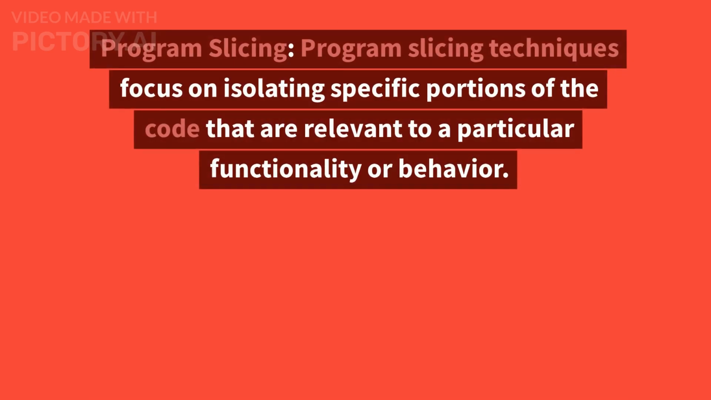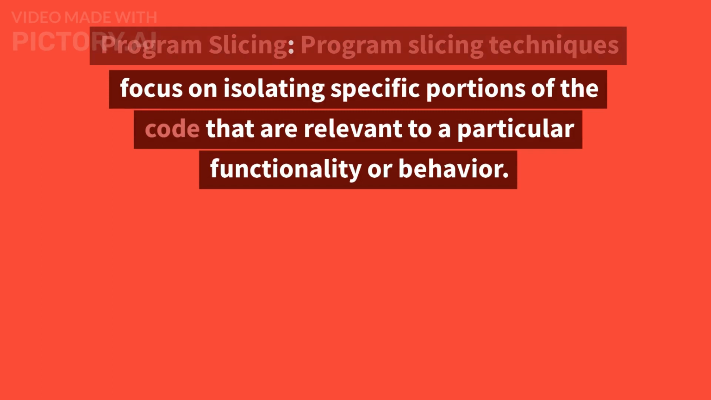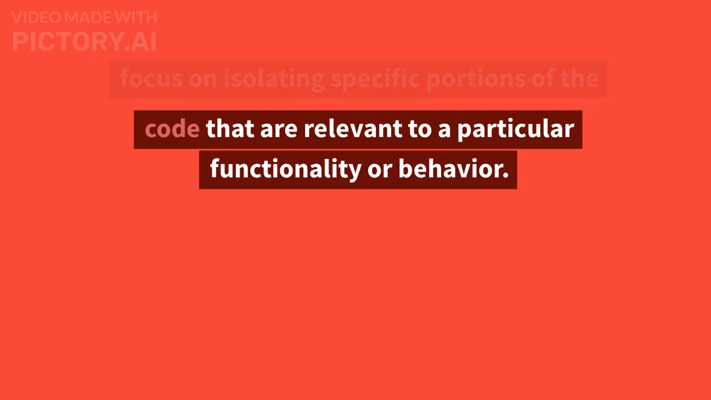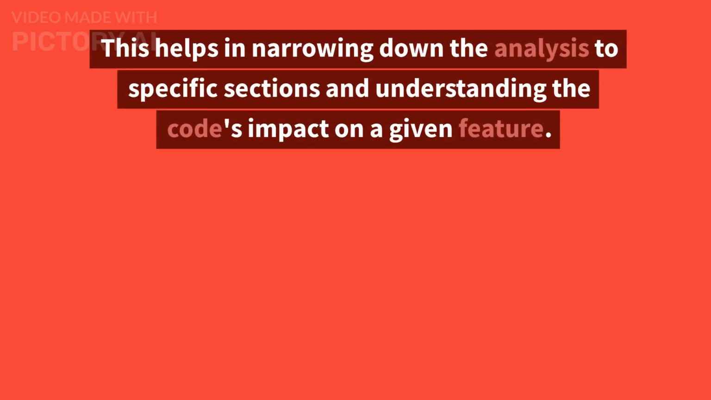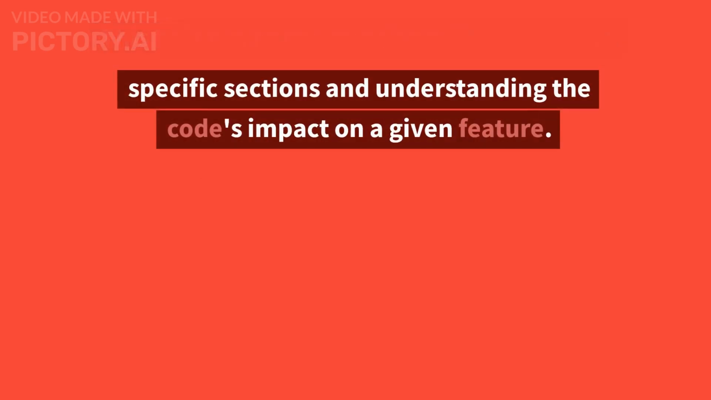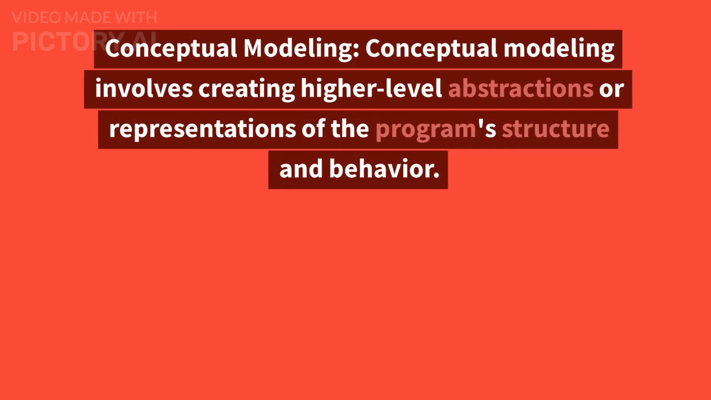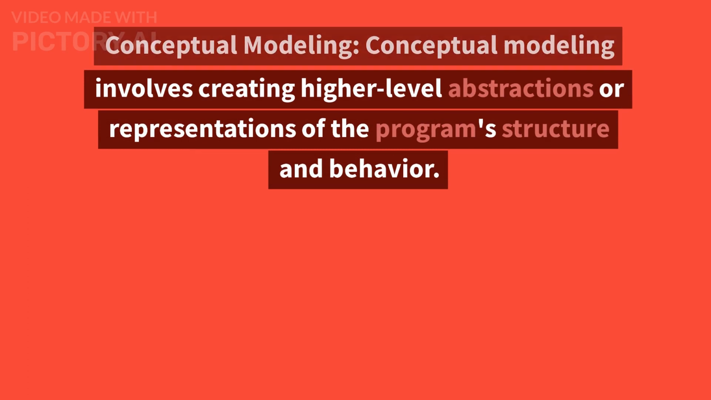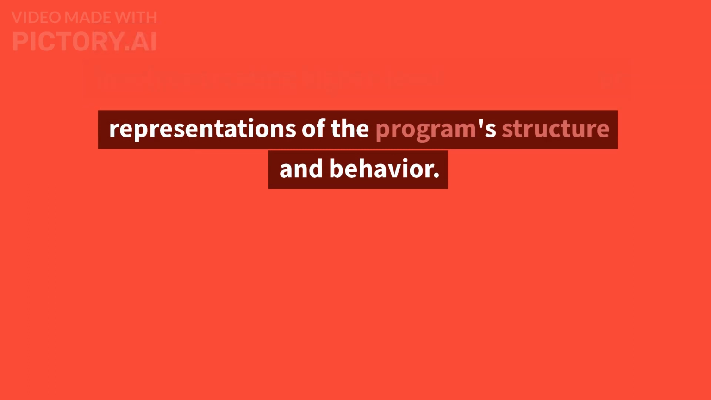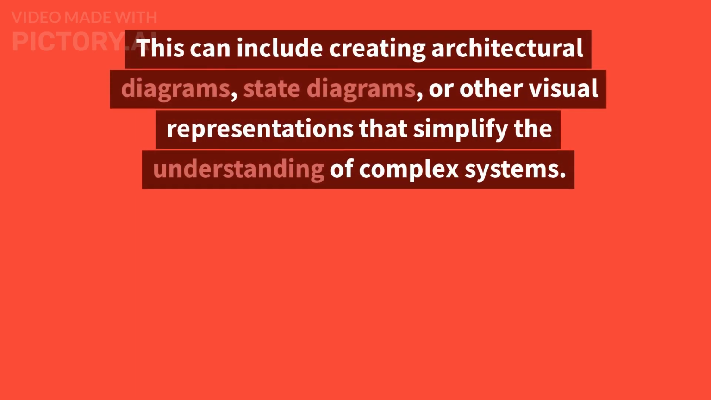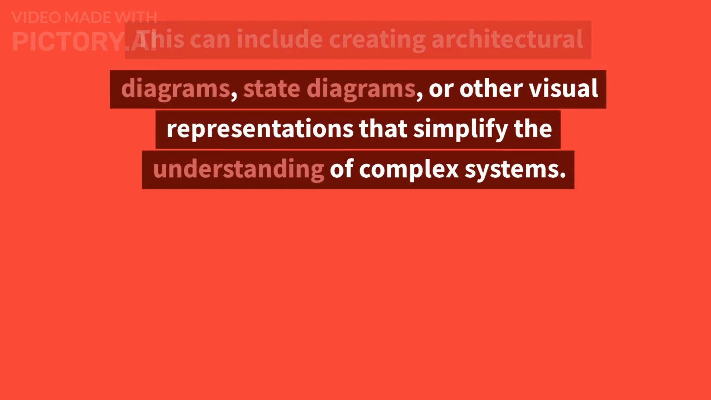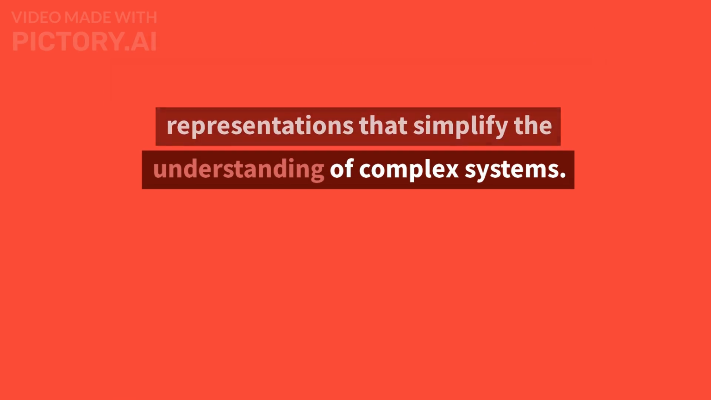7. Program slicing. Program slicing techniques focus on isolating specific portions of the code that are relevant to a particular functionality or behavior. This helps in narrowing down the analysis to specific sections and understanding the code's impact on a given feature. 8. Conceptual modeling. Conceptual modeling involves creating higher-level abstractions or representations of the program's structure and behavior. This can include creating architectural diagrams, state diagrams, or other visual representations that simplify the understanding of complex systems.